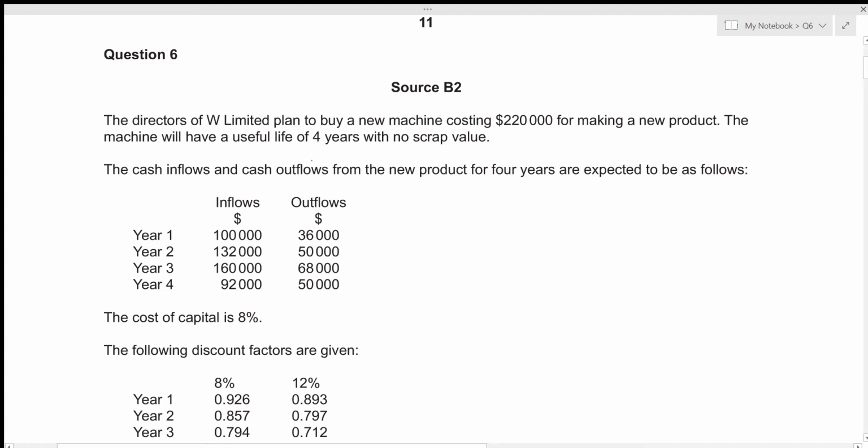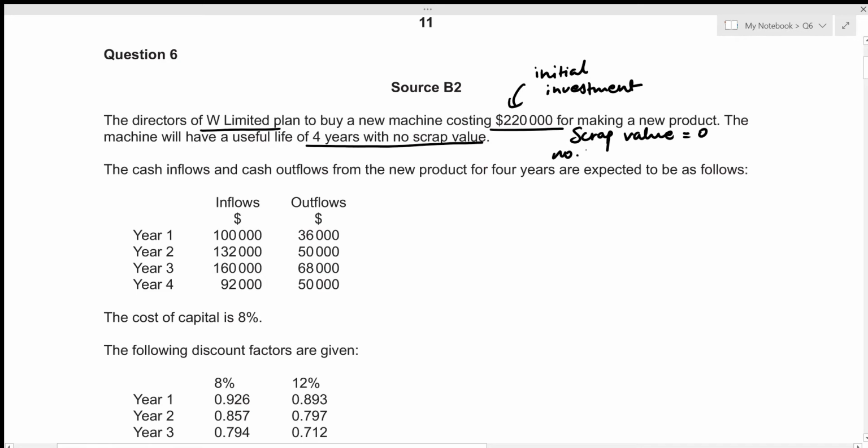The directors of W Limited plan to buy a new machine costing 220,000 for making a new product. So this will be our initial investment. And the machine will have a useful life of 4 years with no scrap value. Meaning that the scrap value is actually 0 and the useful life is 4 years.